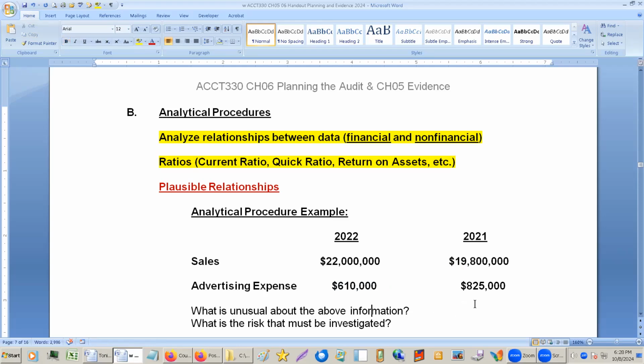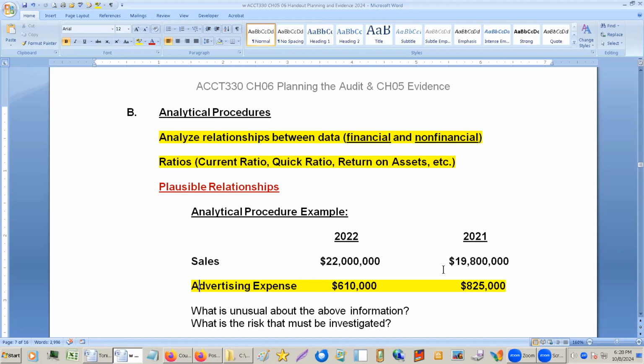What's unusual about these numbers? That the sales went down? The sales actually went up. Oh, I mean, advertising expense went down. Yes, exactly. They advertised less, but they still made more sales, which is a little bit unusual. How do you make more sales? Well, more advertising. And especially if people are making commissions, the more they sell, the more commission they get. So this advertising expense looks odd.